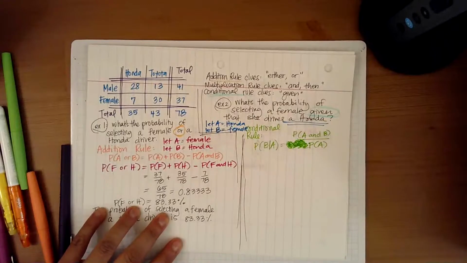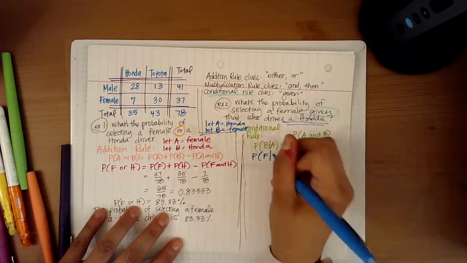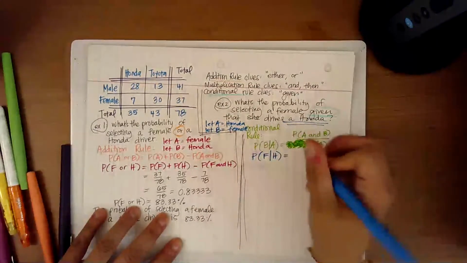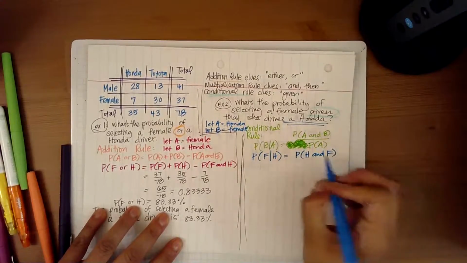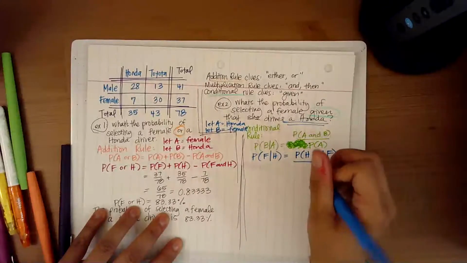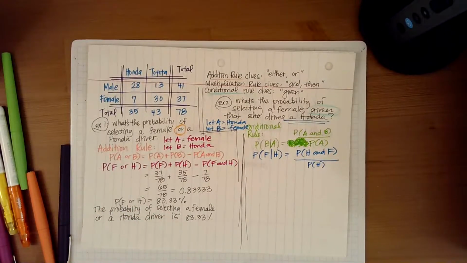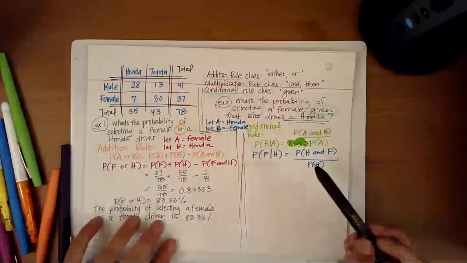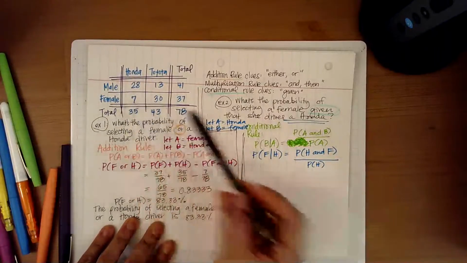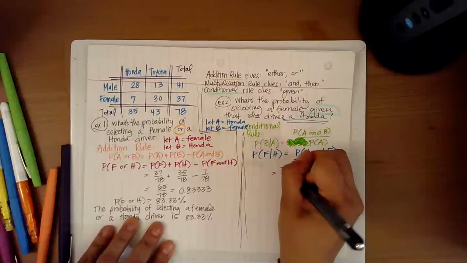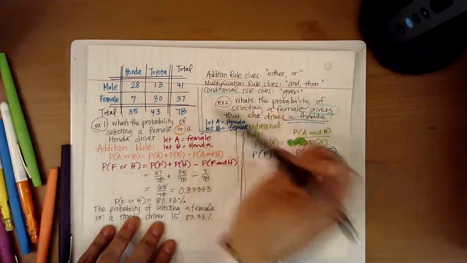Okay, I'm now going to put the rule into context. That means the probability of choosing a female given that she drives a Honda is equivalent to the probability of having a Honda and a female, the Honda-driving female, divided by the probability of driving a Honda. So what was the probability of a Honda-driving female? 7 out of 78. And what's the probability of driving a Honda? 35 out of 78.